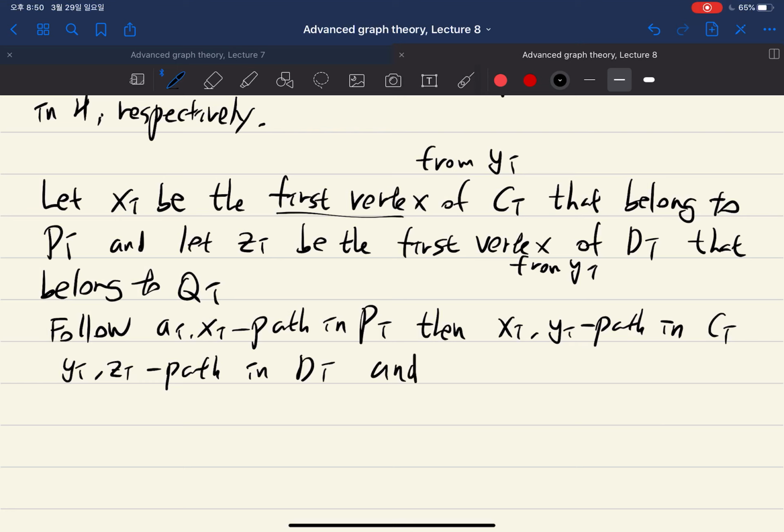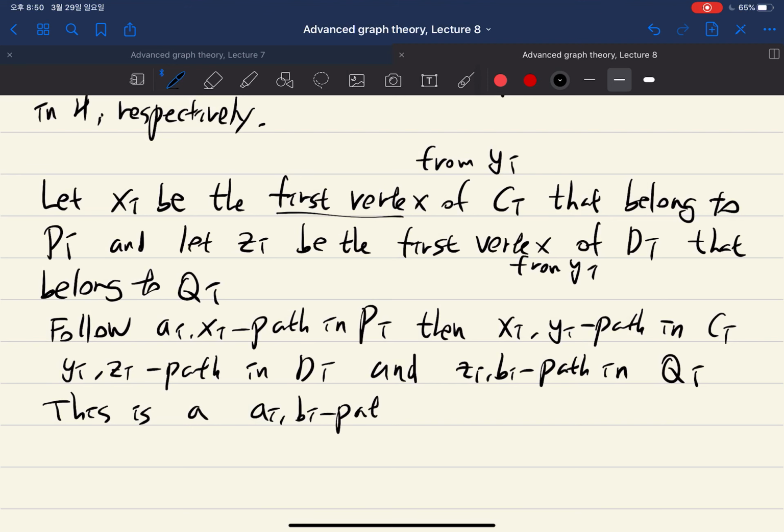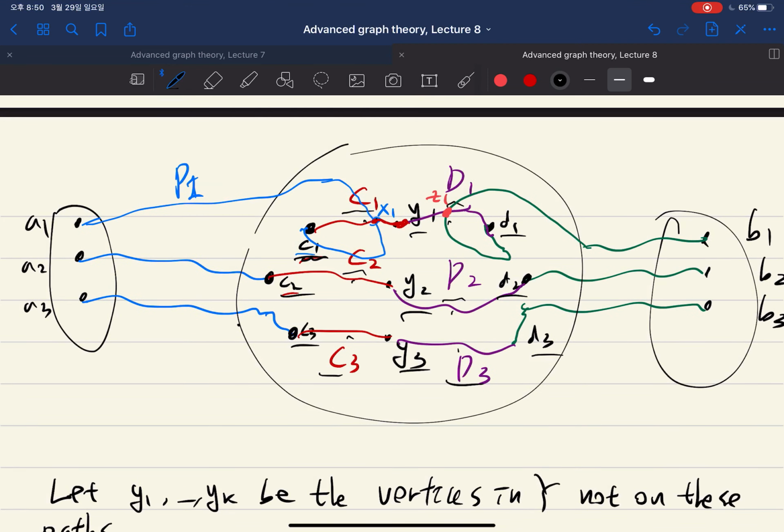And GI BI path in QI. By the choice, this is an AIBI path, because this is the closest to YI which intersects with PI, so PI does not intersect here and QI also does not intersect here.